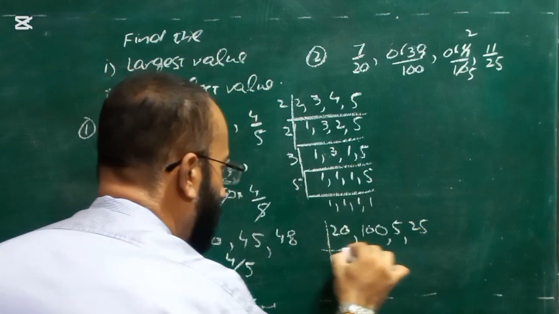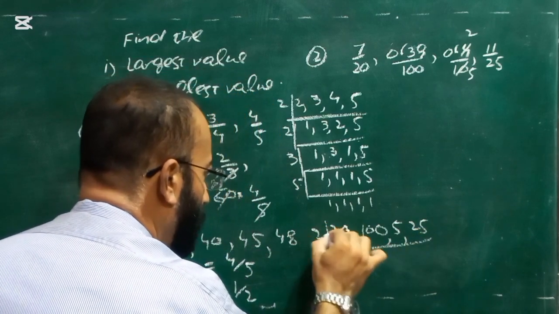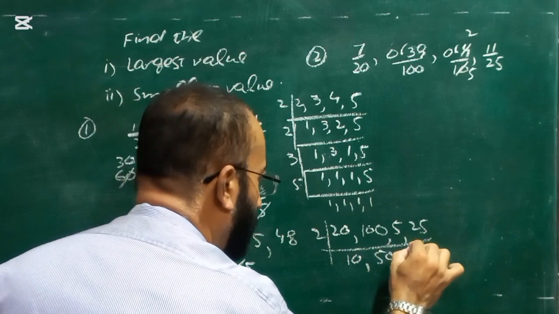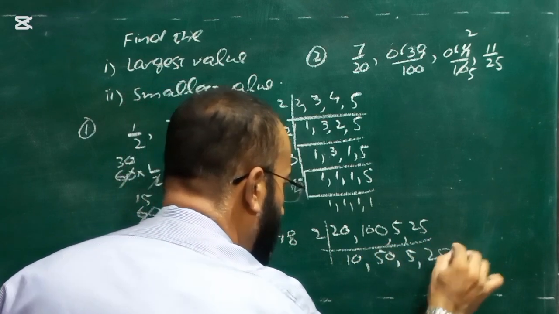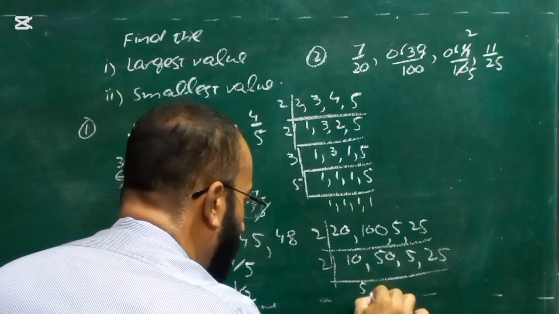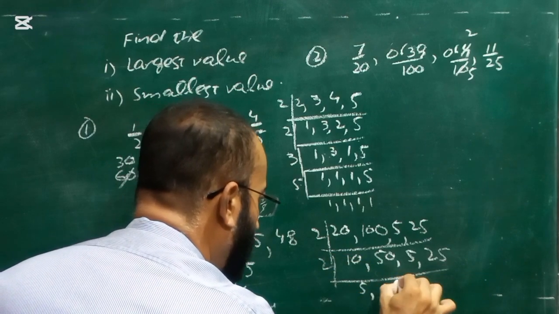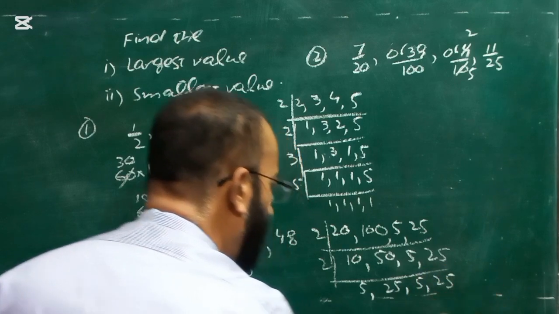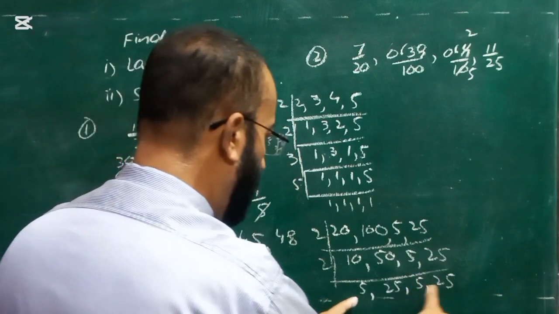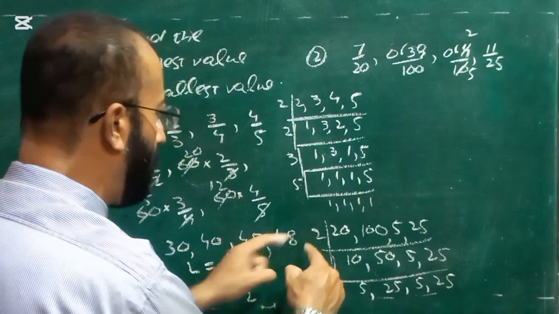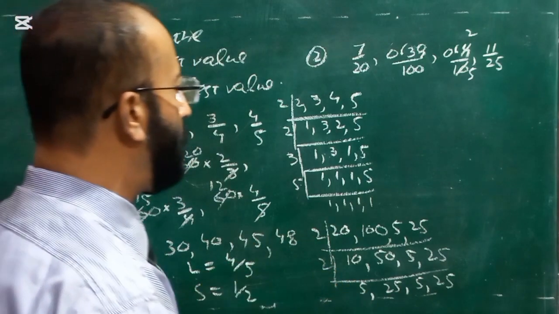So first, 2's table, 2 ones are 2, 2 fives are 10, 5 and 25 will come as it is. Again in 2's table, so 2 fives are 10, 2 twenty-fives, 5 and 25 will come as it is. So here will be the 25 answer. So 25 twos are 50, 50 twos are 100 and 100 twos are 200. So the LCM is 200.